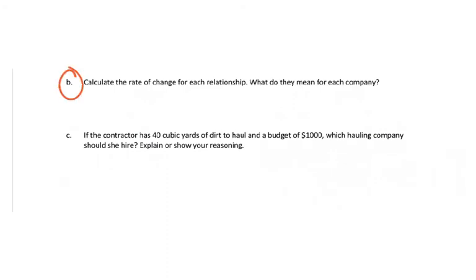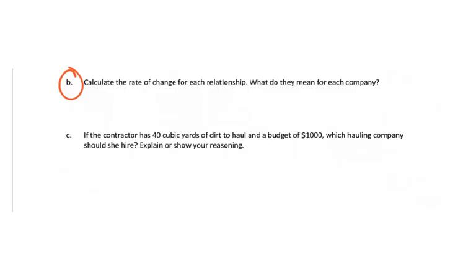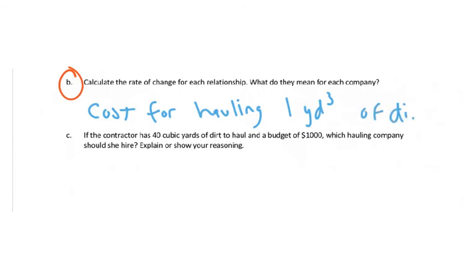So part B says calculate the rate of change for each relationship, and we did that here. Just a reminder, these numbers are our rates of change, and that means that's how much it costs per one. So those costs, that rate of change, is the cost to haul 1 cubic yard of dirt. That is your rate of change.